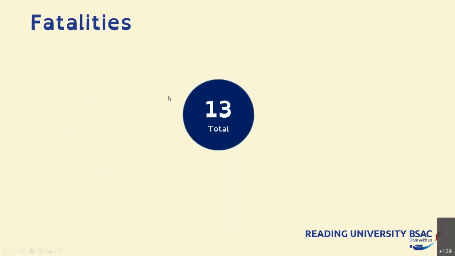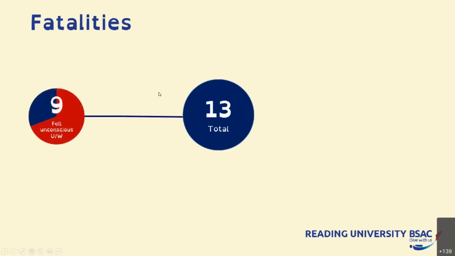So let's have a look at the fatalities, and this is information that's contained in the report that I've visualized. So we've got a total of 13 divers who lost their lives. Now, of those incidents, 9 of them were where divers fell unconscious underwater. So what that tells us is that potentially if they fell unconscious underwater, if they weren't with a dive buddy, which is not information that's shown in this graph, then the chances of them being rescued are significantly diminished.